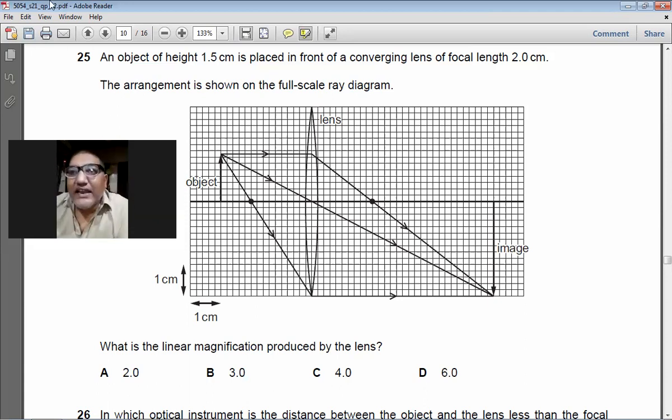The height of the object here is 1.5 centimeter. The height of the image here is 3 centimeters. You can count if you have the hard copy of this paper. There are 15 small squares, and 5 small squares equal 1 centimeter, so 15 means 3 centimeter. So the height of the image is 3 centimeter, and the height of the object is 1.5 centimeter.